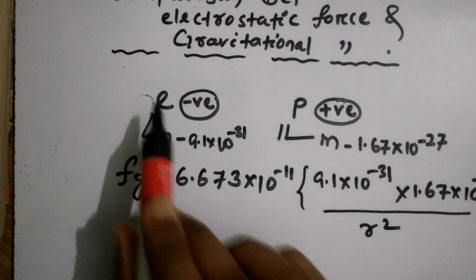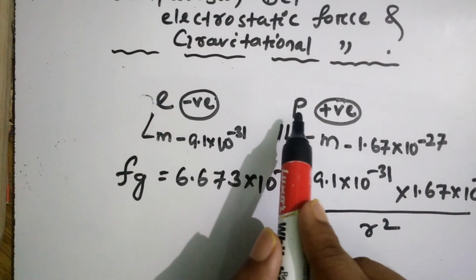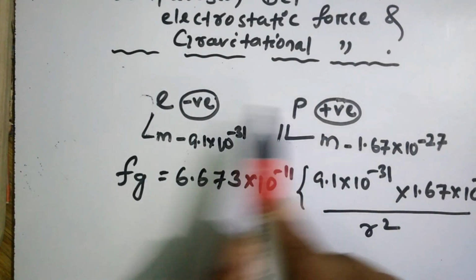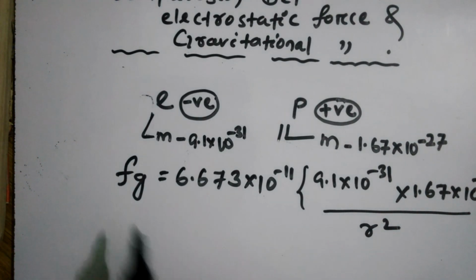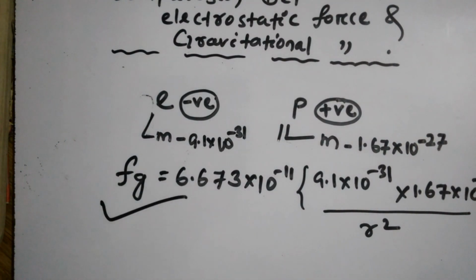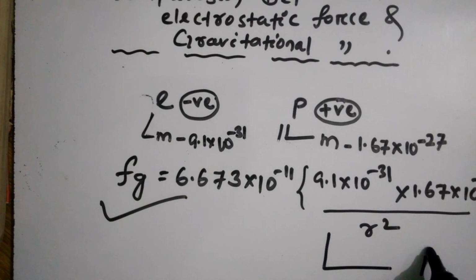R means the distance between the electron and proton. There is some distance between the electron and proton, and that value is r. So this is the gravitational force between the electron and proton. This is equation 1.